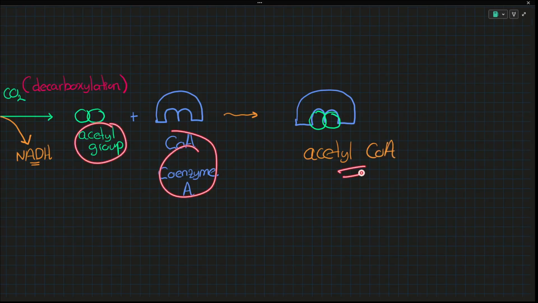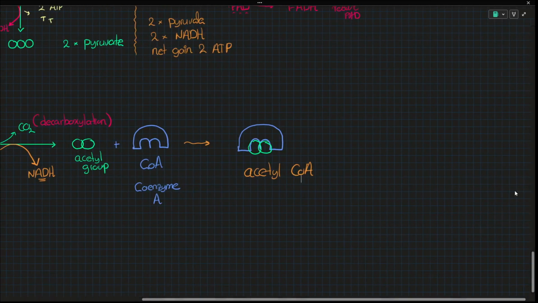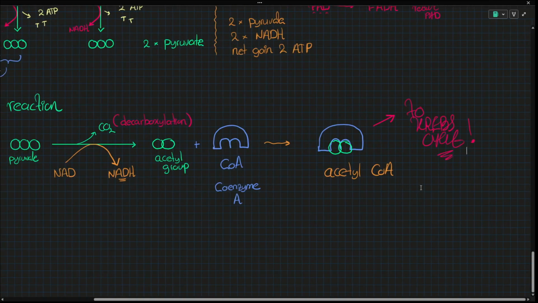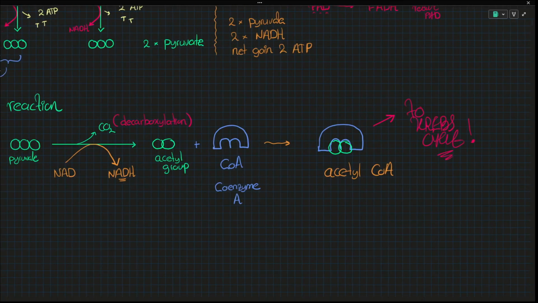Now we have acetyl-CoA. This guy is perfectly capable of entering the Krebs cycle. No issues. He can enter the Krebs cycle. That's the only part of the link reaction you have to know.